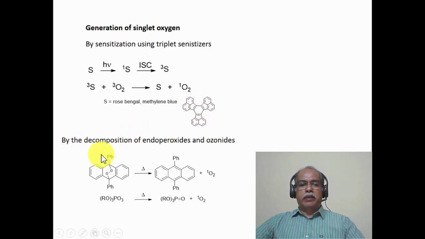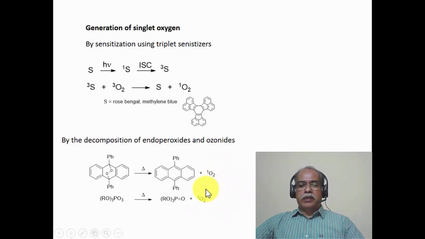Singlet oxygen can also be produced by the decomposition of an endoperoxide. This is an example of an endoperoxide. In fact, the endoperoxide is produced, as you will see later, by the reverse reaction of singlet oxygen with diphenyl anthracene by a Diels-Alder kind of reaction to produce the endoperoxide. However, the endoperoxide upon heating releases singlet oxygen back. Similarly, phosphine ozonides also undergo decomposition to give phosphine oxide and singlet oxygen in the process of decomposition.